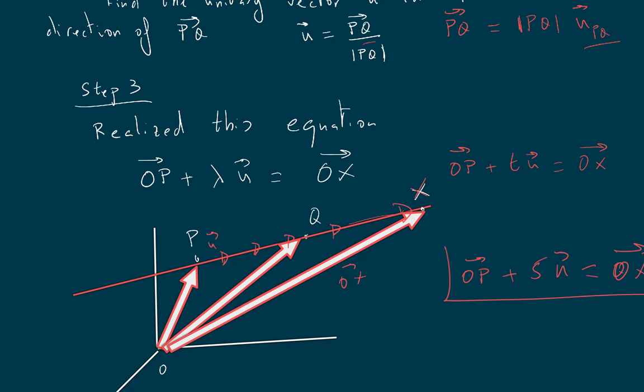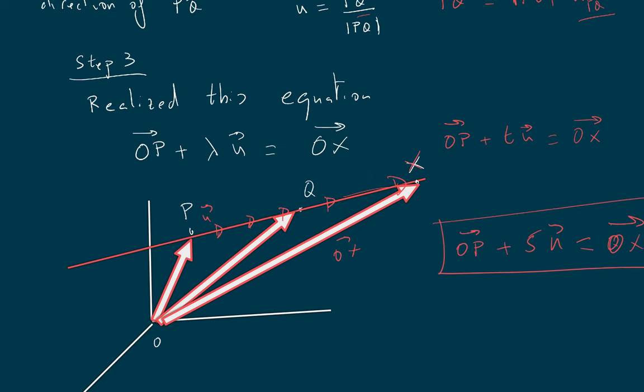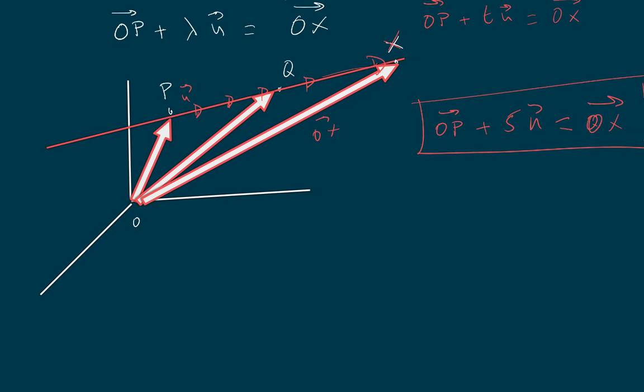So this is the equation of the line. The equation of the line is OP plus 5 times U, or whatever, T times U, equal to OX, because we don't know where X is. X is a generic point. So the equation that we are going to apply is OP plus T times U equals OX. Let's do an example. The vector OP plus T times the vector U is OX.